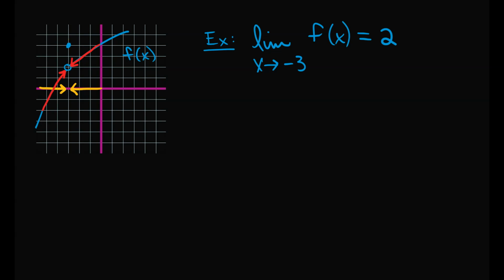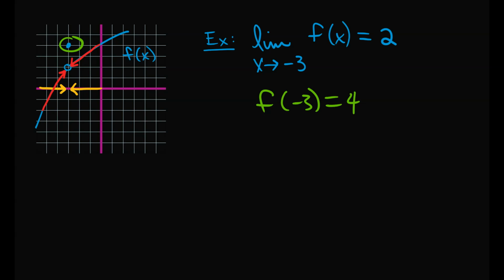Now, an important thing to note in this example is that the function value itself doesn't matter. So this function is defined at -3. So we can see that f of -3 is 4. So it's defined. In the previous example, it was undefined. In this example, it's defined, but it doesn't matter. It doesn't affect the limit. So the limit is interested in what the function is approaching as the input approaches a given number. The actual function value doesn't matter.